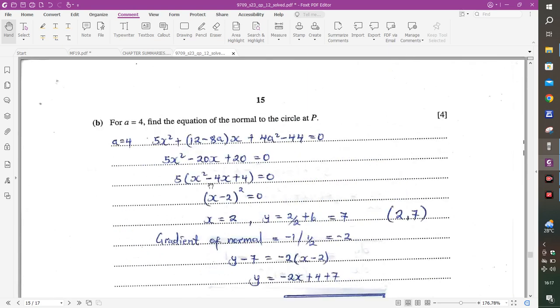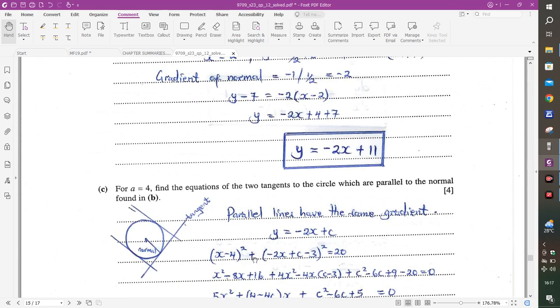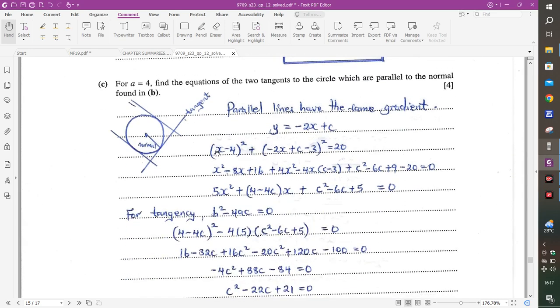Remember, our a is 4. So (x minus 4) squared, then plus, this was our (y minus 3), so our y is minus 2x plus c, and then minus 3, squared is equal to 20. Now we open brackets. So this will be x squared minus 8x plus 16. Now square this, you get 4x squared. Bring the 2 times this, then times this, (c minus 3). So 2 times negative 2x, we get minus 4x. Then it has to multiply with the whole of this, so I leave it in brackets as (c minus 3). Then plus, I take the whole of this as one entity and square it, which will be c squared minus 6c plus 9. Now bring the 20 this way, it will be minus 20, equal to 0.